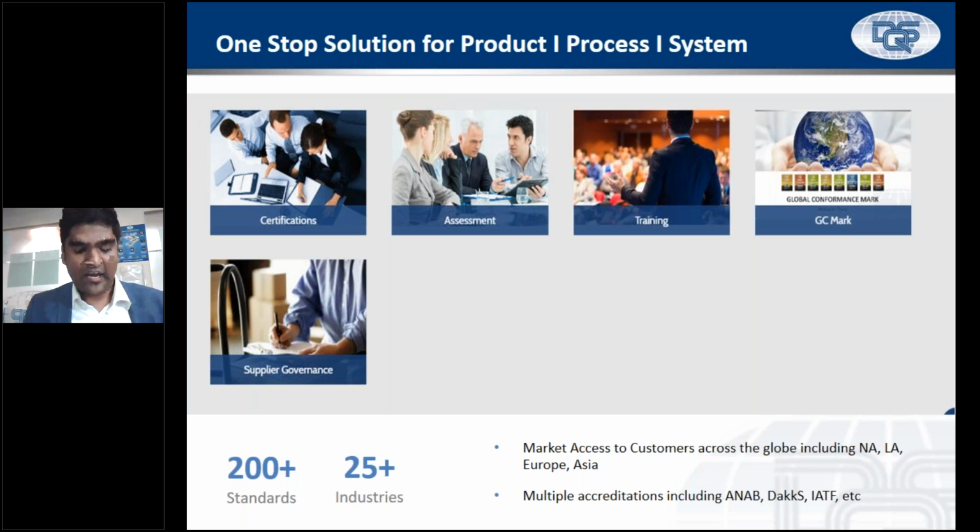Now, dwelling deeper into risk management, my colleague, Mr. Kumaran, who's an industry veteran with around 42 years of experience, with 18 years of experience in the industry and the rest in management system certification. So over to Mr. Kumaran to take you through risk management.